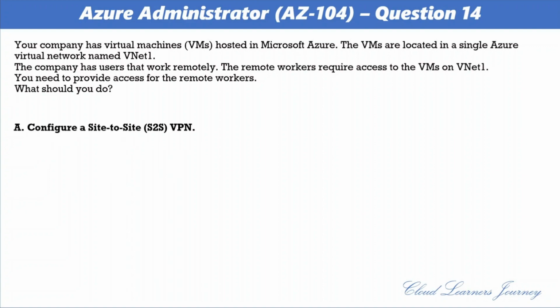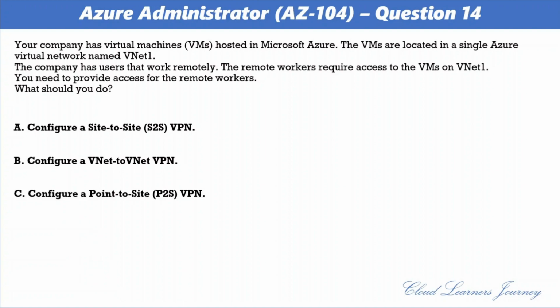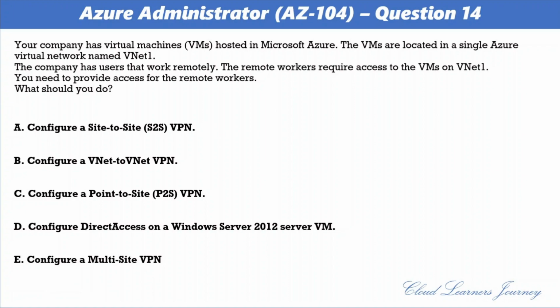A. Configure a site-to-site VPN. B. Configure a VNet to VNet VPN. C. Configure a point-to-site VPN. D. Configure direct access on a Windows Server 2012 server VM. E. Configure a multi-site VPN. And the correct option is C. Configure a point-to-site VPN. A point-to-site VPN gateway connection lets you create a secure connection to your virtual network from an individual client computer.